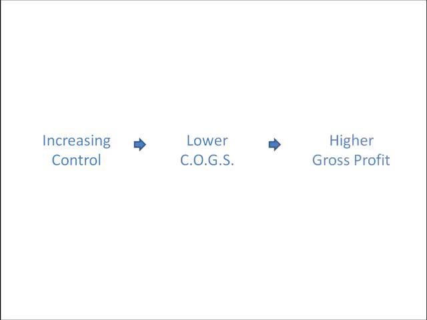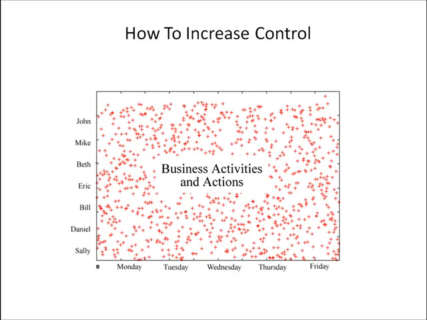So the next question is, how do we increase our control? Every week, there are literally thousands of actions and activities happening in our business. Tasks are assigned, tasks are started, tasks are completed, sometimes on budget, sometimes not. New leads come in, a sale is made, a customer fills out a survey. Seriously, thousands of actions and activities each week. What we need to do is increase our communication about and the collaboration around these actions and activities. This will increase our control and, by extension, lower our cost of goods sold.